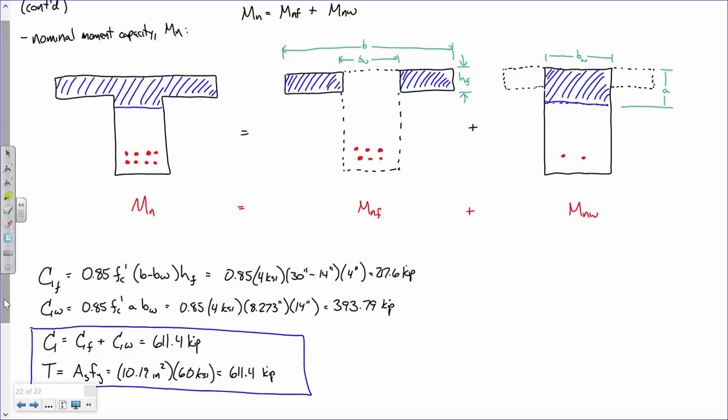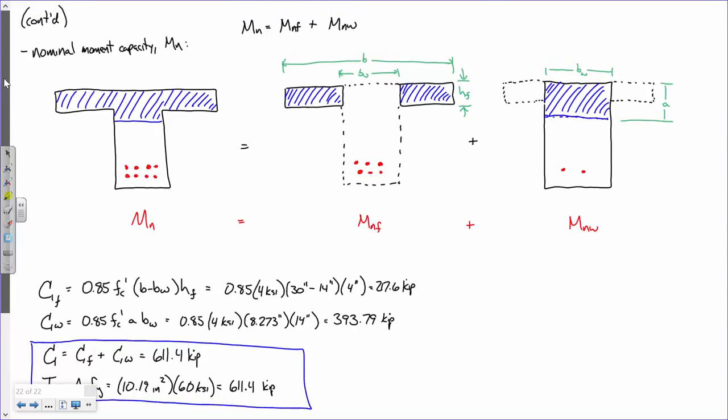Now, let me ask you a question. Nominal moment capacity, force times a distance, all right? Force times a distance, what we need are moment arms, right? So remember, if a moment is a force times a moment arm, help me out. What is the moment arm for the flange and the moment arm for the web? Now, what I mean by that is, how did we get d minus a over 2? That was from the center of the steel to the center of the stress block, right?